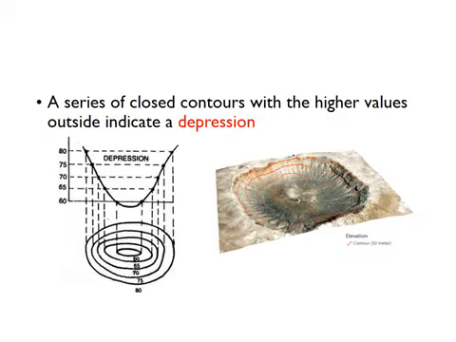The next one is the depression. We can see how a depression will look. The smallest value will be inside: the smallest circle will have the smallest value of elevation, that is 60 meters. The largest circle outside will have the highest elevation value. This indicates a depression. See here, 1600 is inside and 1700 is outside. So smallest is inside, largest is outside. This is a depression.